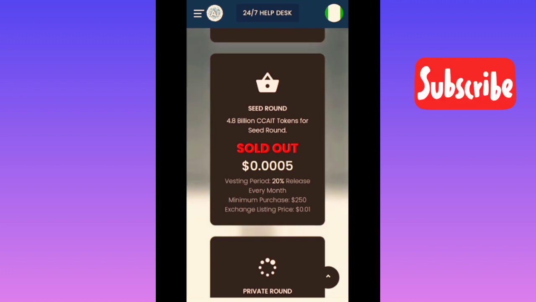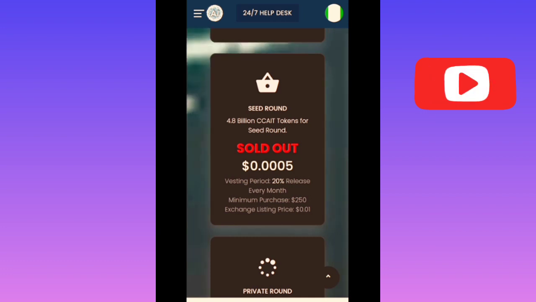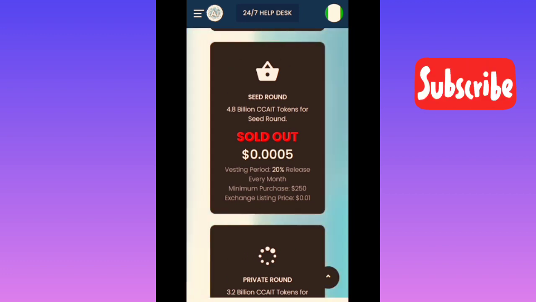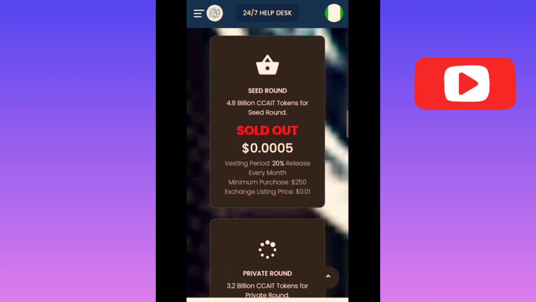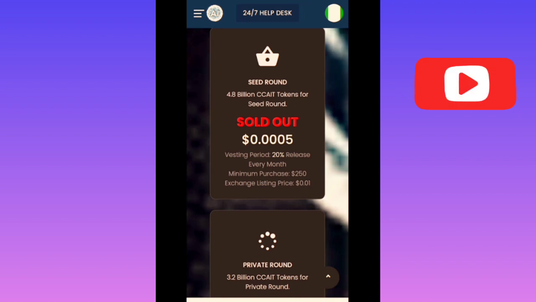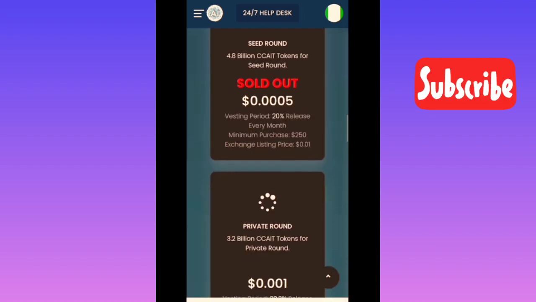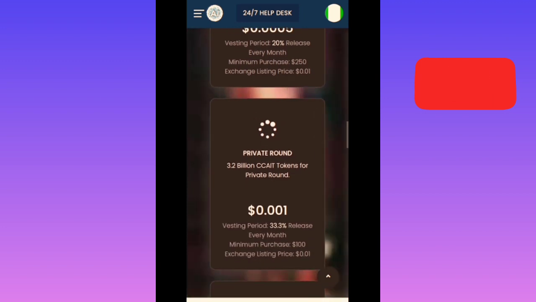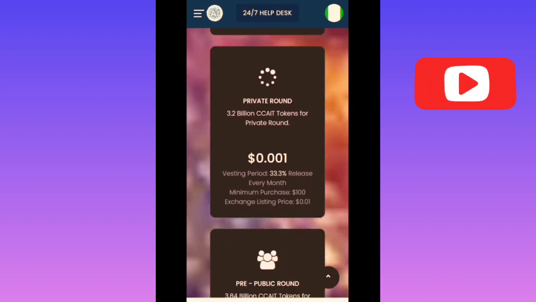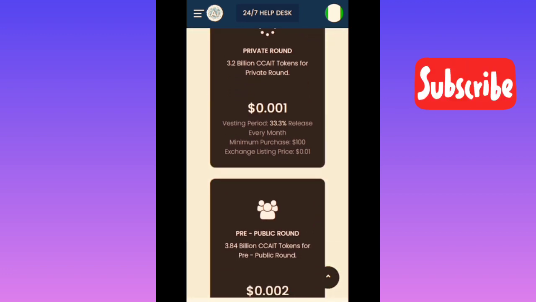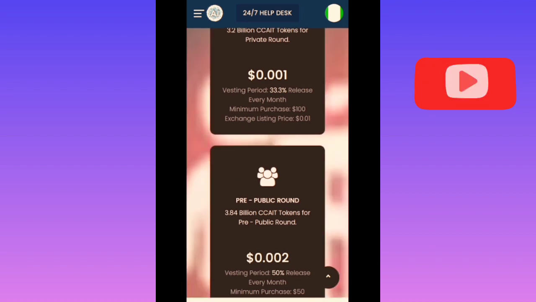This is sold out. You see, 20% release every month. For this particular round that has been sold out, anyone that has purchased this is going to be able to withdraw 20% of it every month. The listing price is 0.01. You can imagine, we are already closer to $0.1 and $1. If the listing price is 0.01, then that is already closer to $1. This is a very, very good investment.